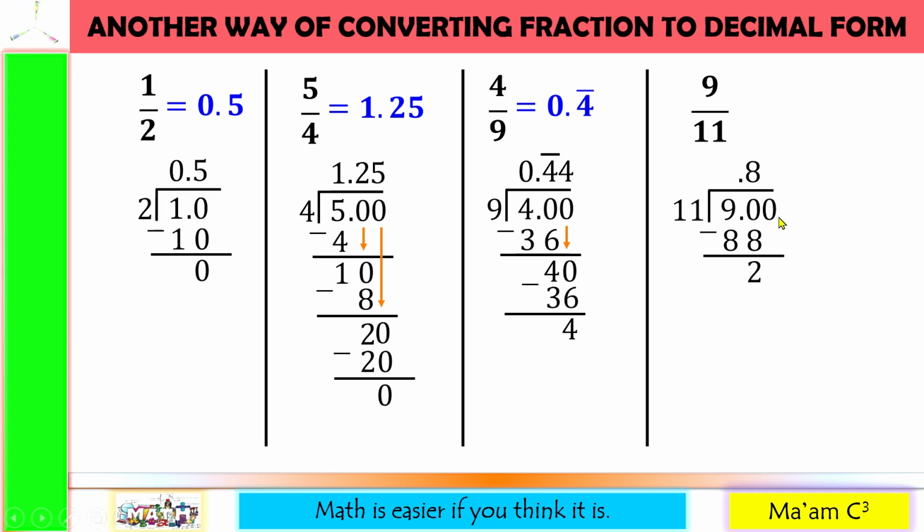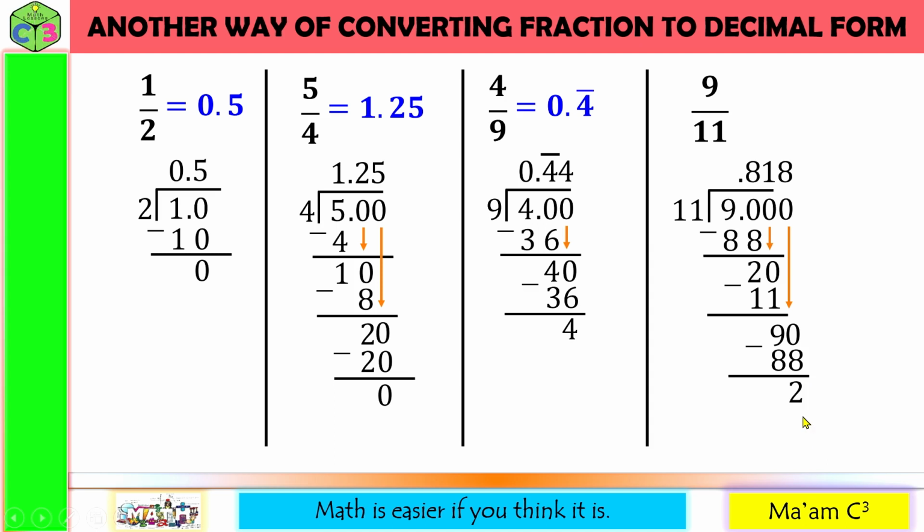Let us put 0 here. Let's bring it down. So we have 20. 20 divided by 11 is just 1. 1 times 11 is 11. Let us subtract. 20 minus 11 is equal to 9. Let us add another 0 here. Let's bring it down. So this will become 90. 90 divided by 11 is equal to 8. 8 times 11 is 88. Let us subtract. 90 minus 88 is equal to 2.